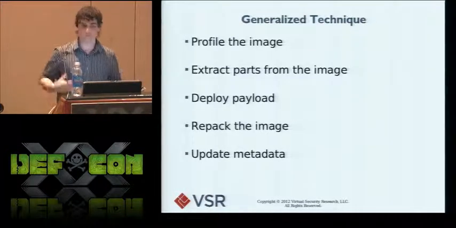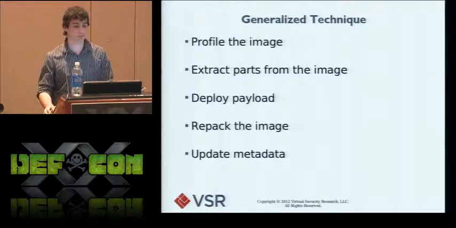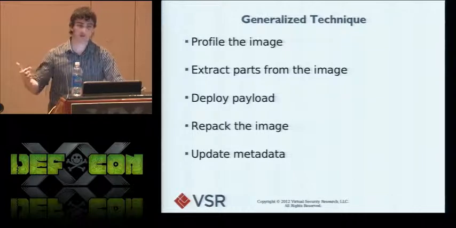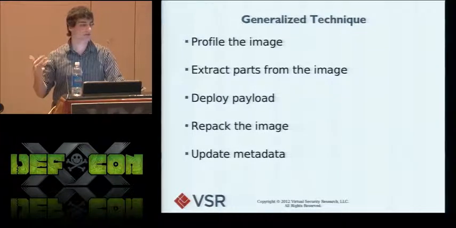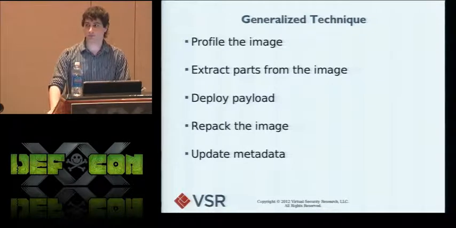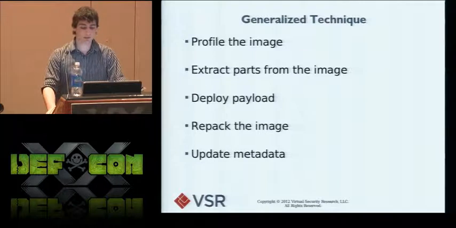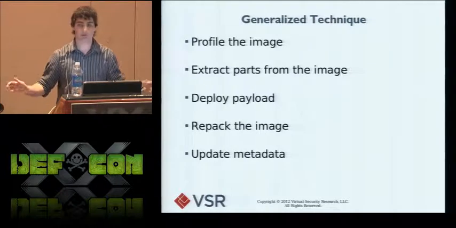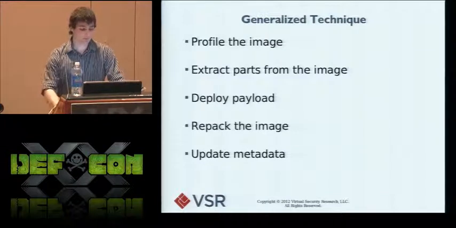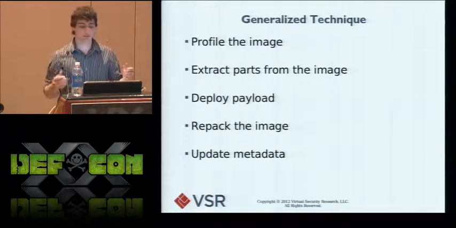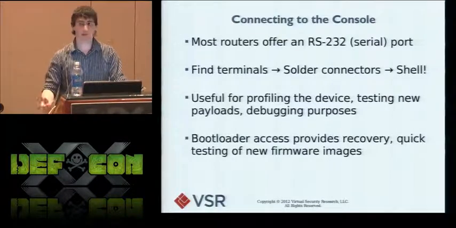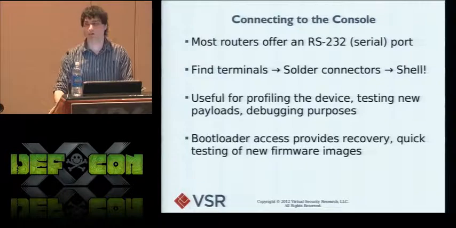So basically, what's the generalized technique that I came up with? The five points to pwnage: profile the image, extract the parts from the image, deploy the payload, repack the image, and update the metadata, in that order. It seems fairly intuitive when you break it down like that, but going from zero to the end product, it took a lot of playing around, a lot of trial and error. By following these steps, you can essentially use the same generalized technique and approach any firmware image, whether it's been already reverse engineered or not.